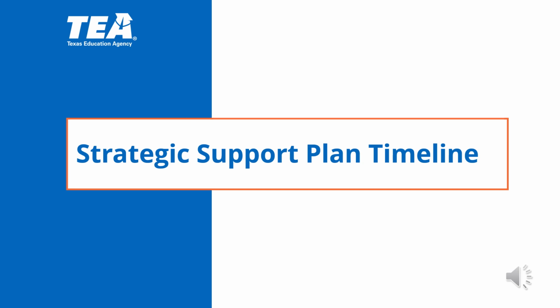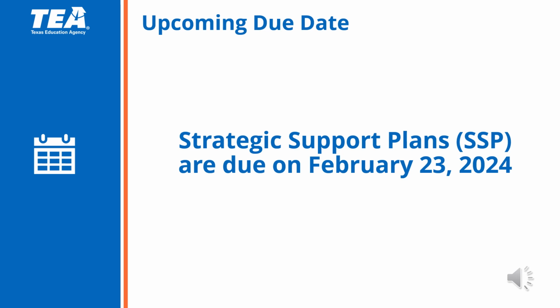So far, we have discussed the purpose of the strategic support plan and the process of development. Now let's review the monitoring timeline for this continuous improvement activity. LEAs required to engage in the SSP process should submit their SSP to the TEA Division of Review and Support by February 23, 2024, using the Ascend Texas application located in TEAL. LEAs engaging in RDA continuous improvement activities are no longer required to submit a DCSI superintendent attestation in the Ascend Texas application located in the Texas Education Agency login, TEAL.